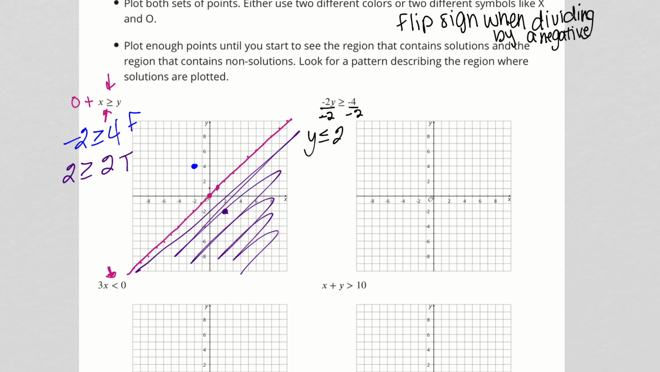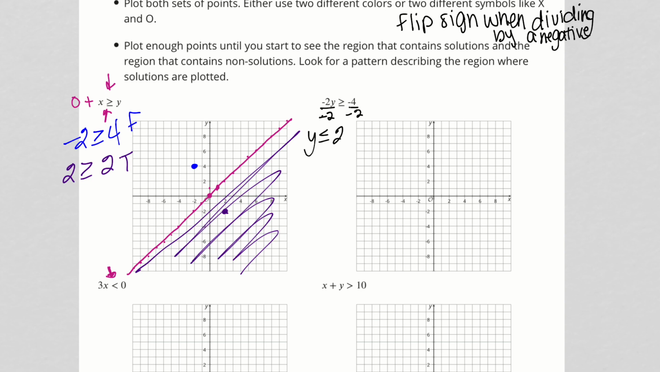I had somebody ask me yesterday if, when you're solving a big long inequality and you have to divide to solve one side of it, do we flip the sign then. We do not flip the sign whenever we are just solving one side. We flip the sign when we divide on both sides by a negative. Okay? So y is going to be less than or equal to 2.